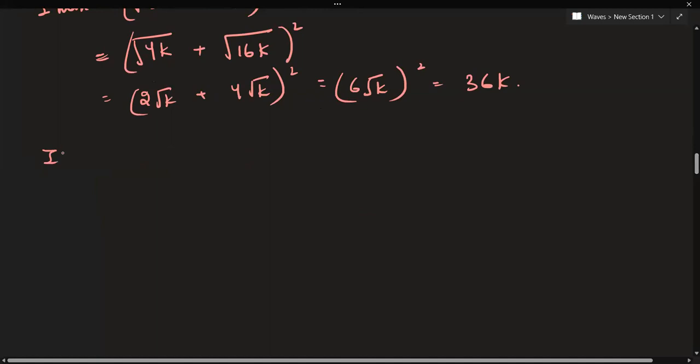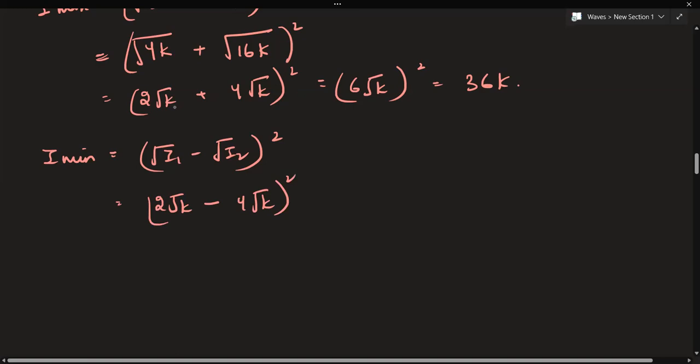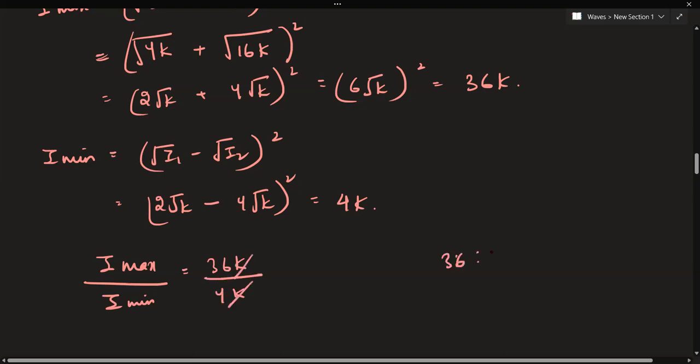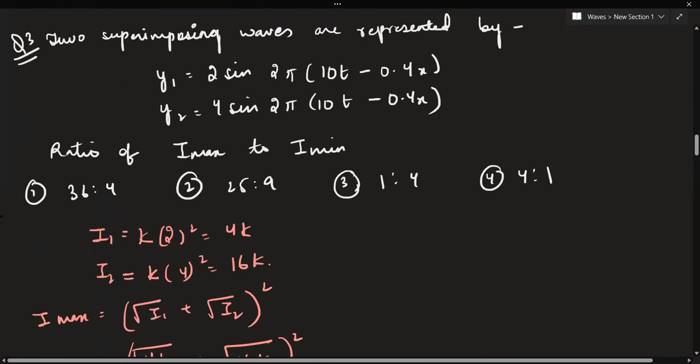Then for I minimum, it was a similar formula just with a negative sign. It was under root I1 minus under root I2, whole square. So 2 root k minus 4 root k. Till here it will be the same. And taking the square of it, this will be simply 4k. So on taking the ratio of I maximum by I minimum, maximum is 36k and minimum is 4k. Ratio is 36 is to 4. Is it clear, both of you? Yes, ma'am. So just note down this.